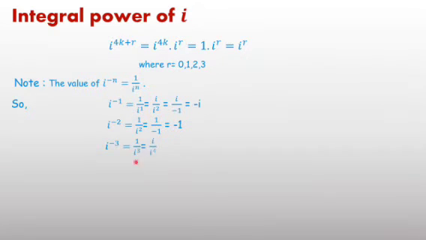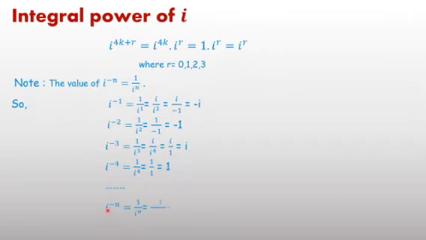i^(-3) is 1 upon i^3. Again multiply the numerator and denominator by i, you will get i upon i^4. And the value of i^4 is 1. So therefore i upon 1 equals i. Similarly i^(-4) equals 1 upon i^4, equal to 1 upon 1, equal to 1.